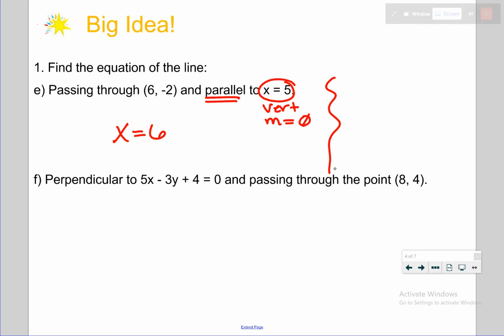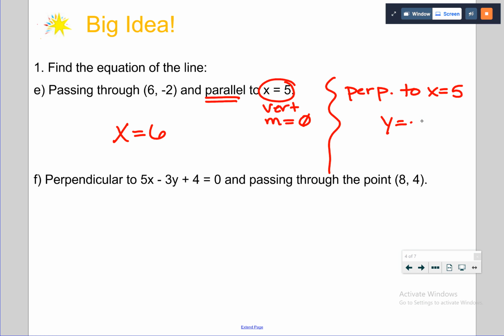Now what if I change this problem and instead of parallel to x equals 5, I said perpendicular to x equals 5. Ooh, you guys are fast. So if I want it to be perpendicular to vertical, it's got to be horizontal. Y equals a number, and it's got to go through that point, so y equals -2. Those are our special cases. All right, let's look at the one at the bottom. Perpendicular to 5x minus 3y plus 4 equals 0, and passing through the point 8, 4.